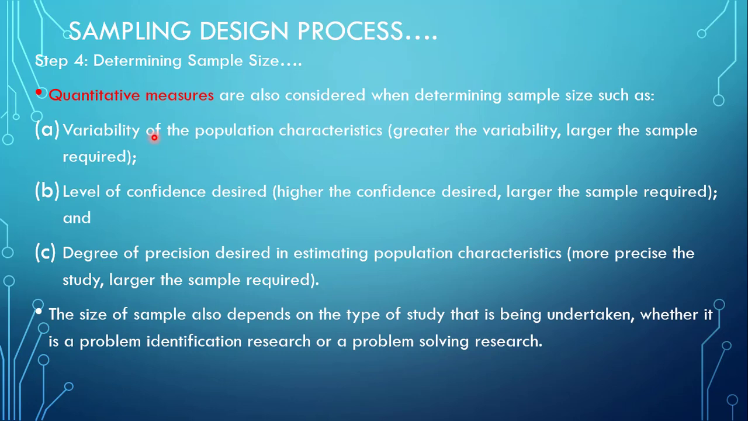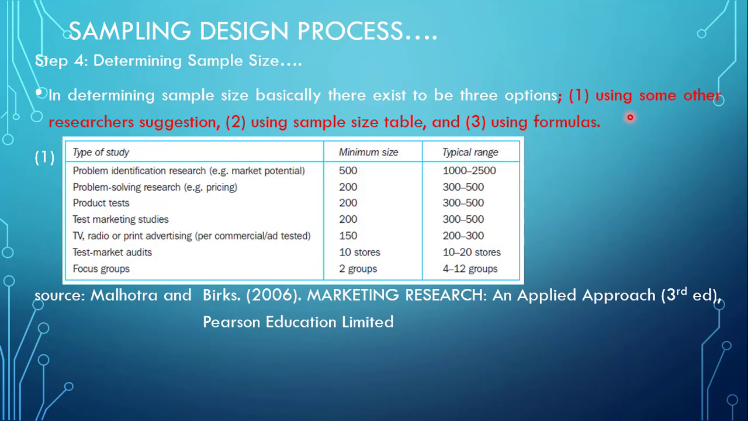So all in all, you have basically three methods in determining the sample size. One, you could use other researchers' suggestions, or two, you could use sample size tables, or the third, you could use formulas. So number one, this is a suggestion of Malhotra and Briggs, published in 2006. So these are their suggestions.